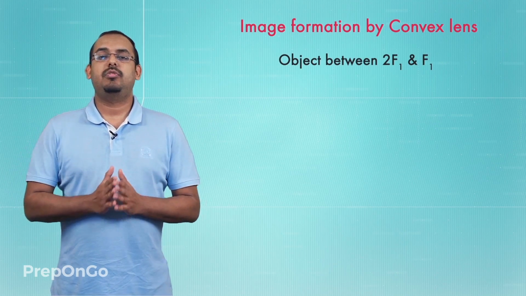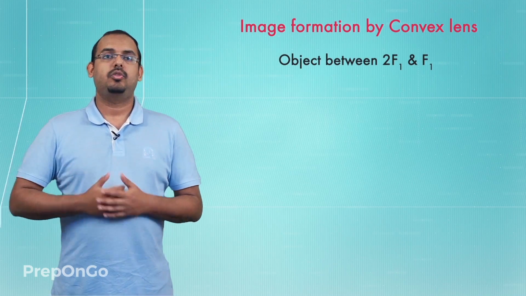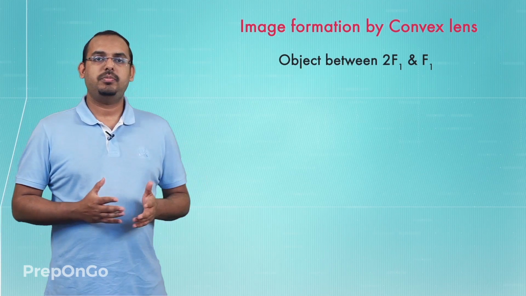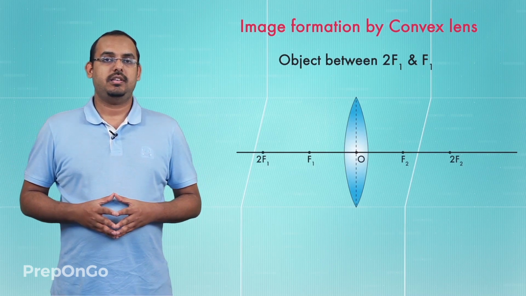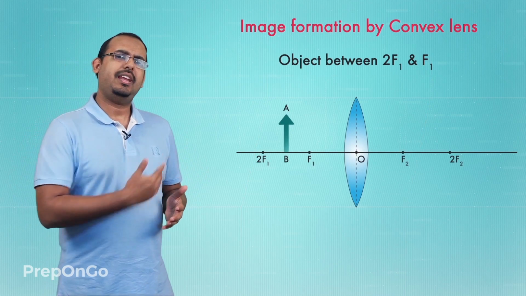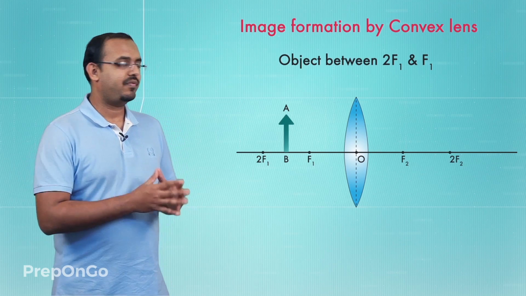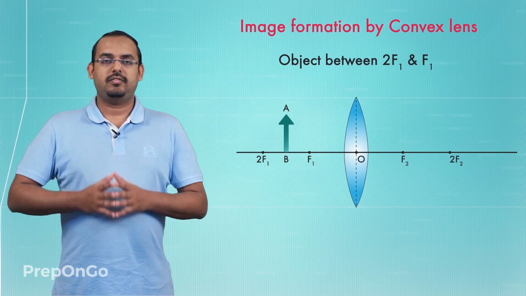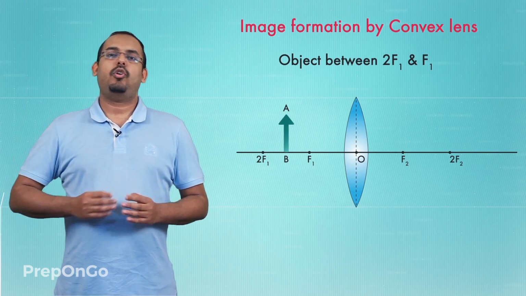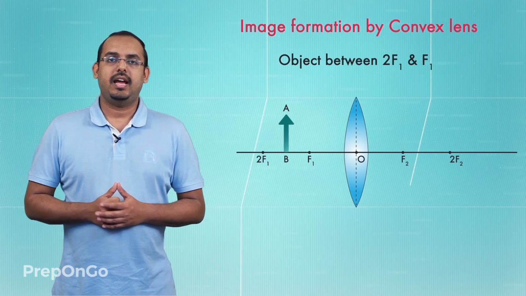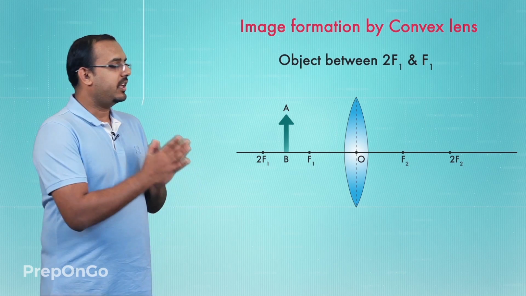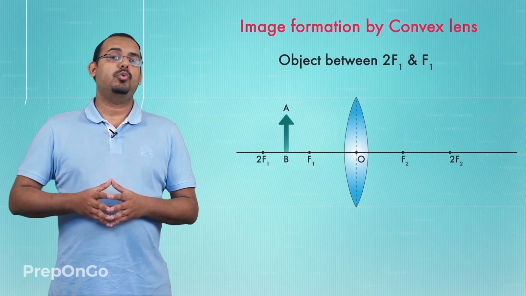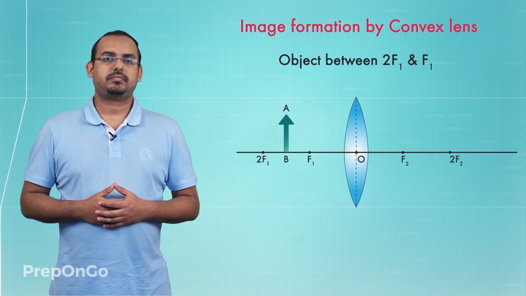In this case, we'll move the object even closer to the convex lens and place it somewhere between F1 and 2F1 of the convex lens. Again, we'll follow the same practice. Go ahead and give it a try. Try to find the position and the nature of the image when the object is placed between F1 and 2F1 of the convex lens.